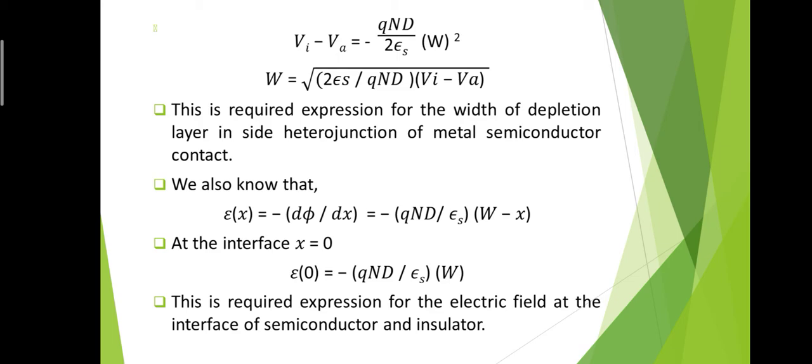Heterojunction means the junction which is formed between two different materials, that is a metal and a semiconductor. So this is the depletion width which is formed in the metal semiconductor contact.